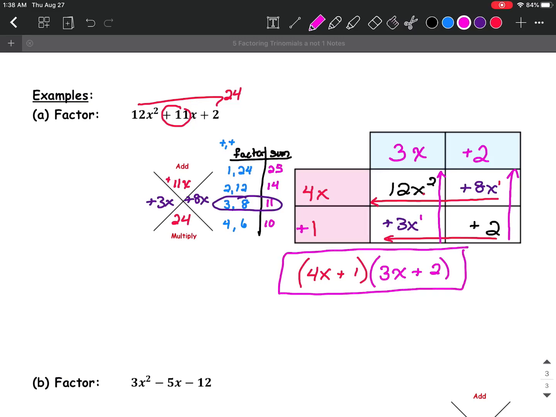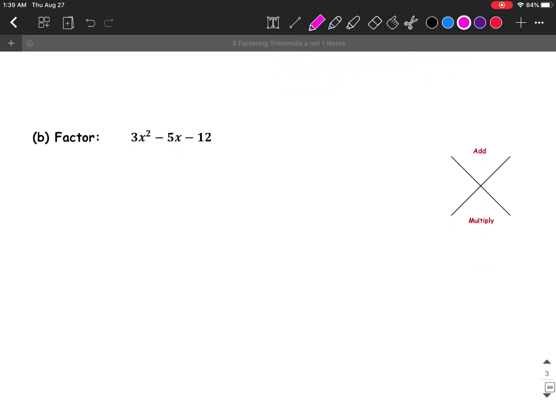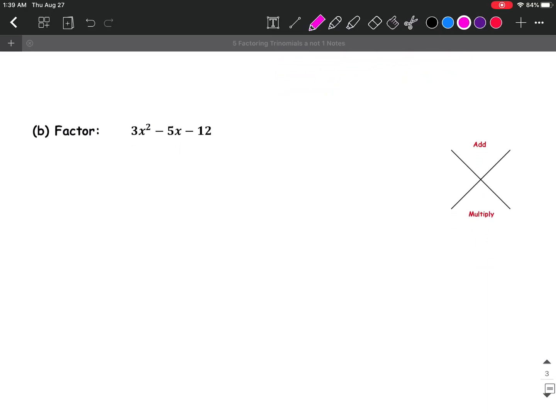Okay, did that help? All right, let's try one with splitting the middle term, or factoring by grouping. All right, last problem, I promise. So here we go: 3x squared minus 5x minus 12. We do first times last. 3 times negative 12 is going to give us negative 36. Okay? So we need two numbers that multiply to negative 36.